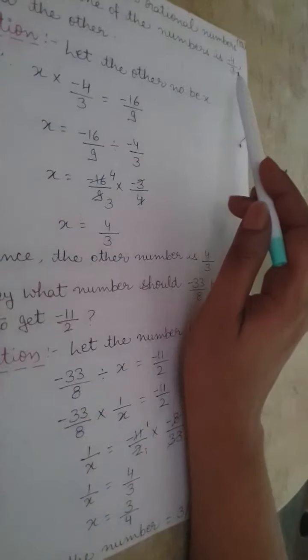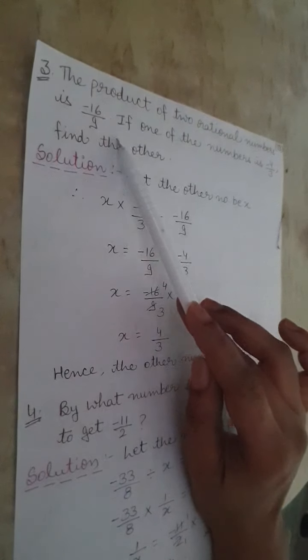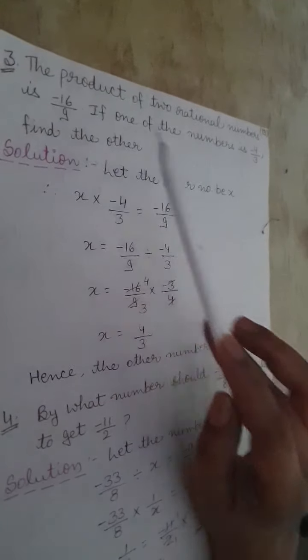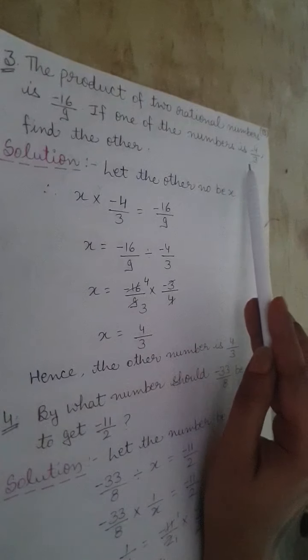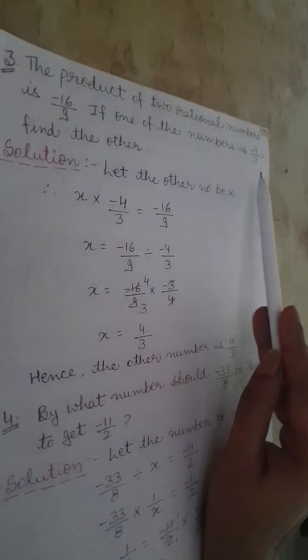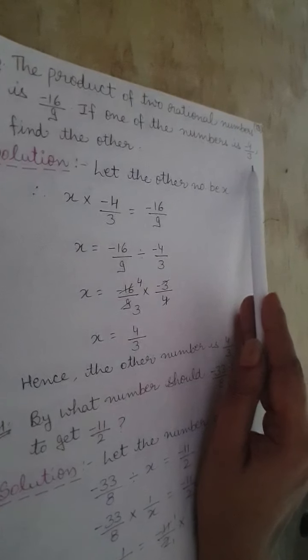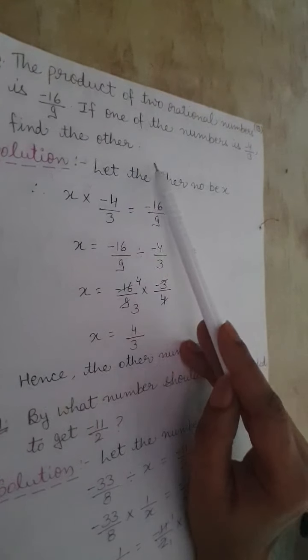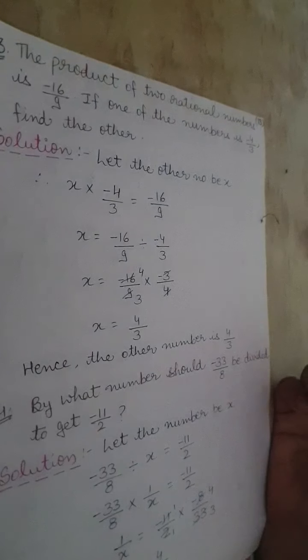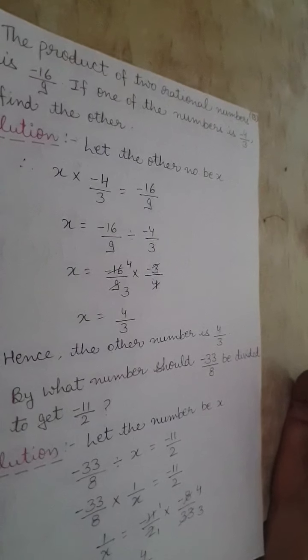The product of two rational numbers is -16/9. What is the question? The product of two rational numbers is -16/9 if one of the rational numbers is -4/3. Find the other. In this question we are given the product of two rational numbers and one number. We have to find out the other.